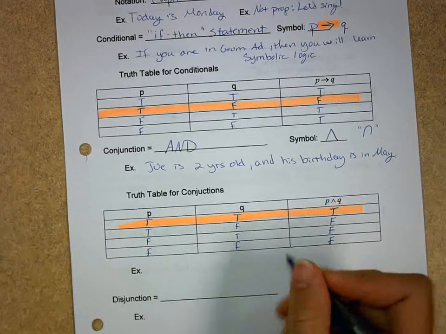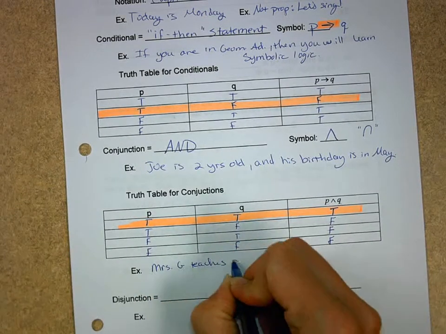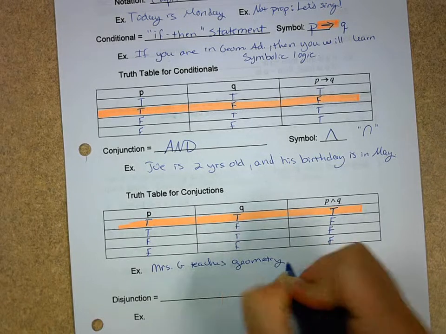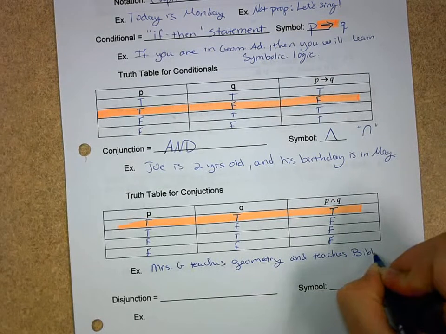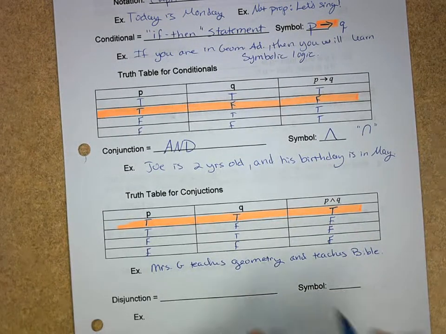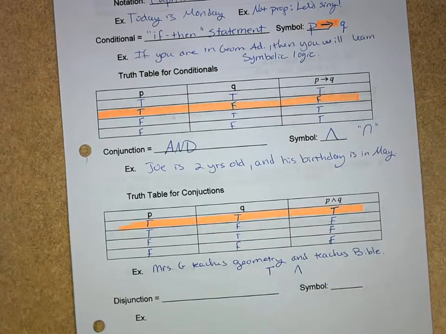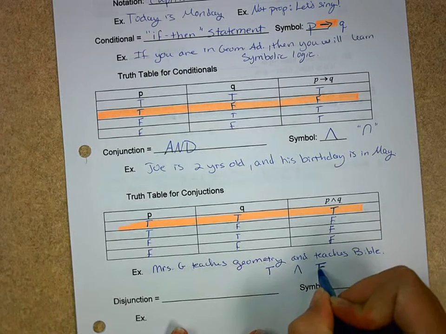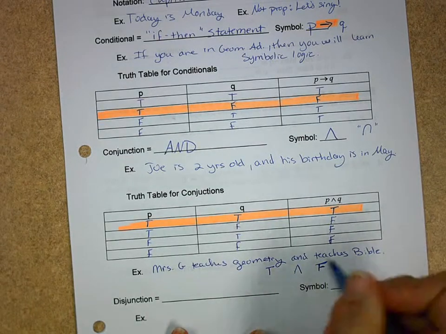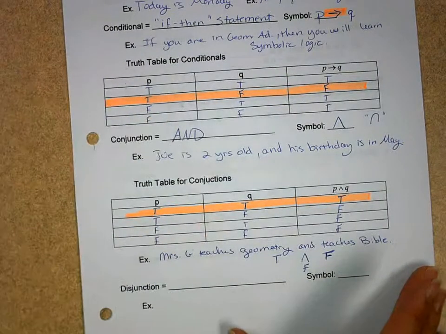An example of this would be Mrs. G teaches geometry. And let's think of this, teaches Bible. All right, now, the thing is, we know it's true that I teach geometry, and we use our symbol, do I teach Bible? Well, no, I'm not a Bible teacher here now. I teach my kids the Bible at home, but not quite the same thing. So that's a true and false statement. So true and false makes it false, exactly. So that's a validity of the thing, and we're going to learn to do that symbolically.